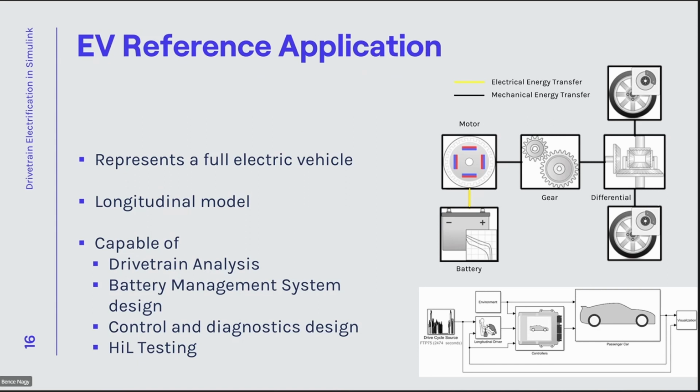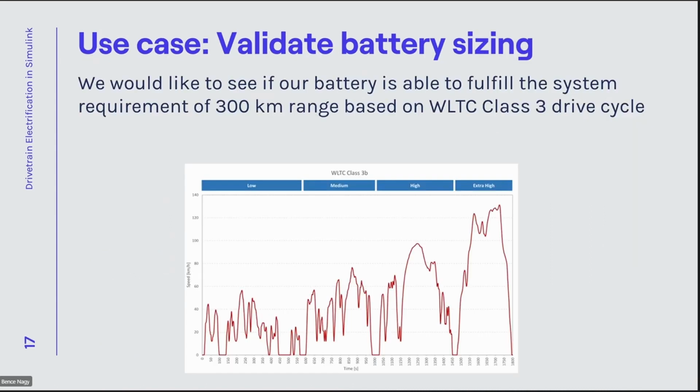And this model is a longitudinal model. So we have a 1D modeling technique, and this model is capable of doing drivetrain analysis, battery management system design and implementation. And we have also options for control and diagnostics design. And one really important thing to mention here, that this model supports HIL testing. So you can embed your model on a HIL hardware, such as Speedgoat, and the model will ensure a real-time simulation for you. So this brings us to our first use case, which is battery sizing validation.